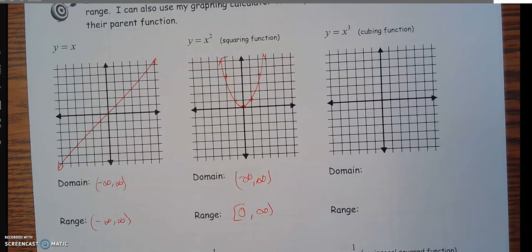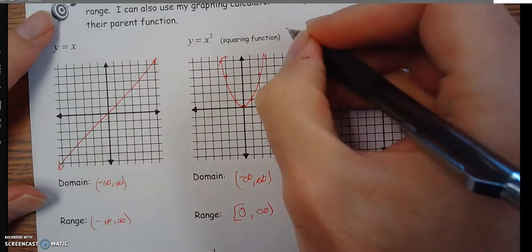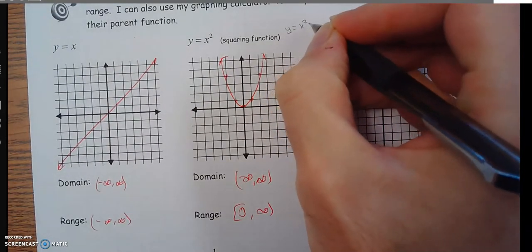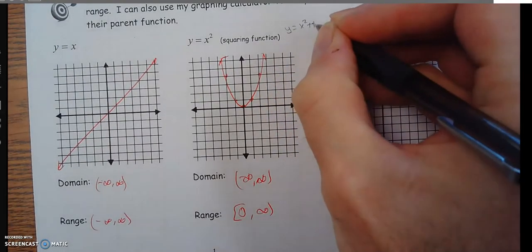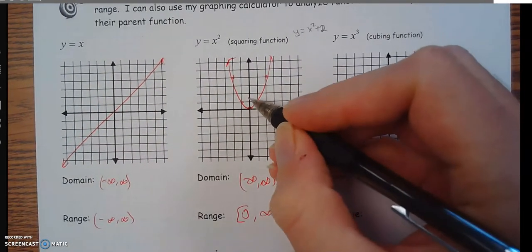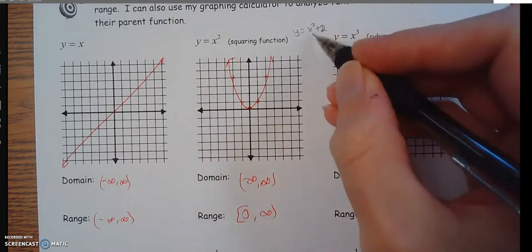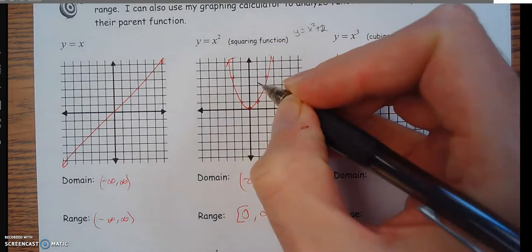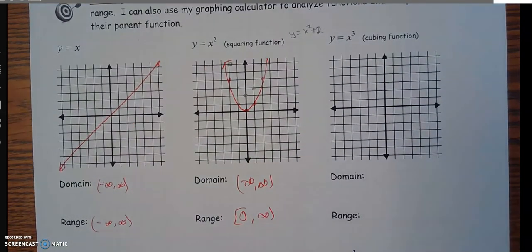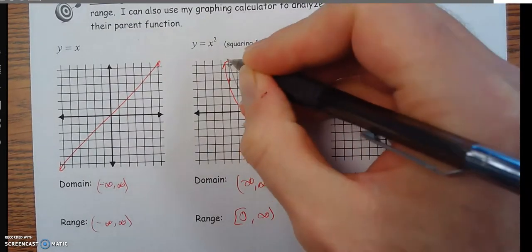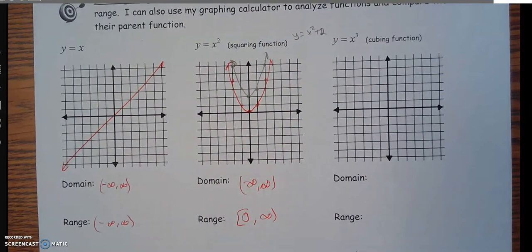This one's probably the best one to show some transformations with. If I can switch some colors here for us. So if I had, say, y equals x squared plus 1, actually let's just say plus 2. X squared plus 2 is going to take this whole graph up 2 units. If it's outside of the function, it's up and down. So I get these points right here, and the whole thing just moved up 2 units.